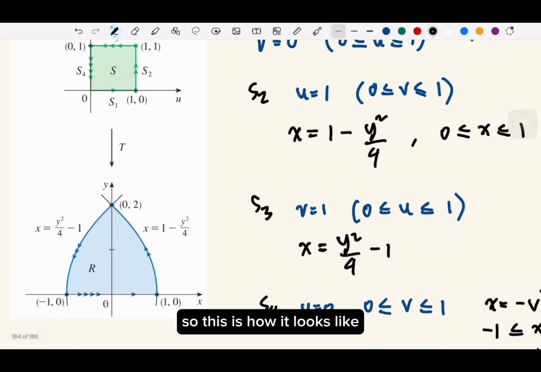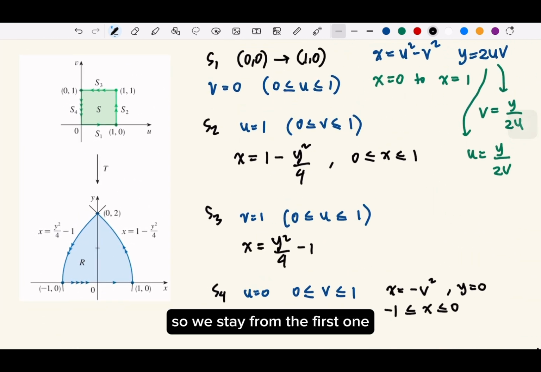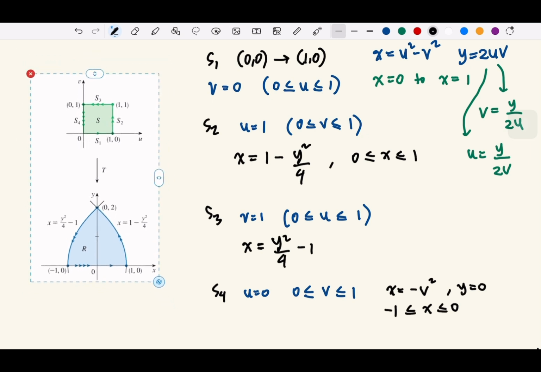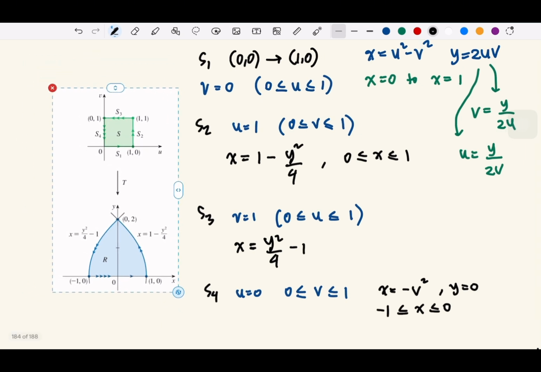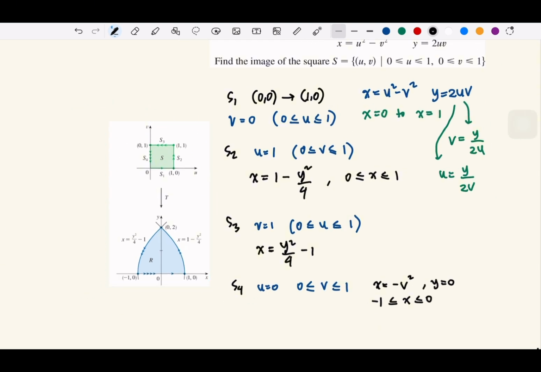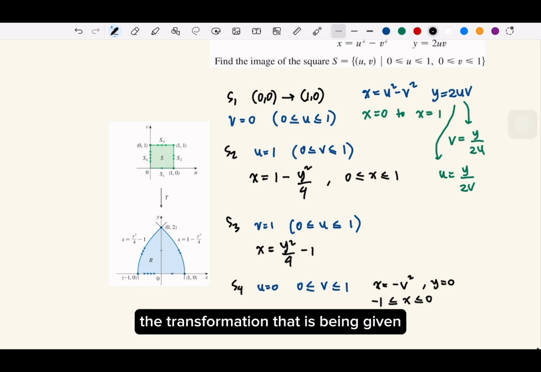So this is how it looks like. We start from the first one, S1, and then S2, and then S3, another parabola, and then S4. Okay, so this is all based on the transformation that is being given.